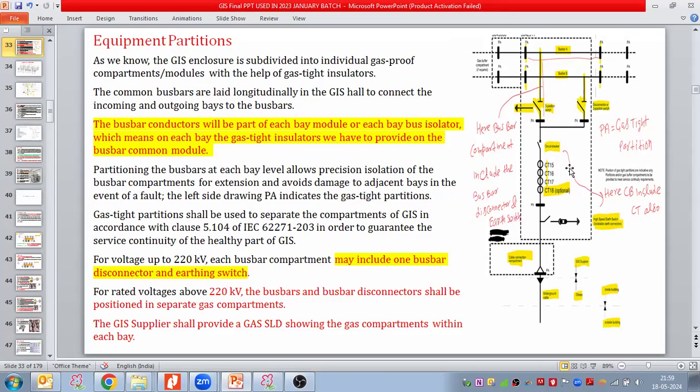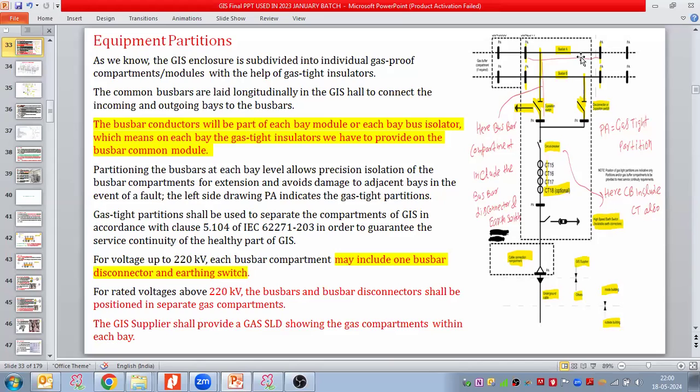On the left side drawing, we have the drawing indicating the gas tight partition insulator locations. Gas tight partitions shall be used to separate the compartments of GIS in accordance with clause 5.104 of IEC 62271-203 to guarantee the service continuity of the healthy part of the GIS. For voltage up to 220 kilovolt, each bus bar compartment may include one bus bar disconnector and earthing switch. So if you see here, this is a 220 kV SLD.